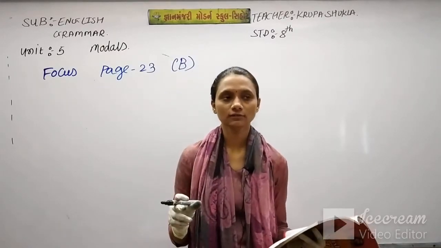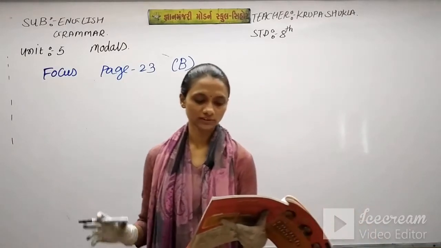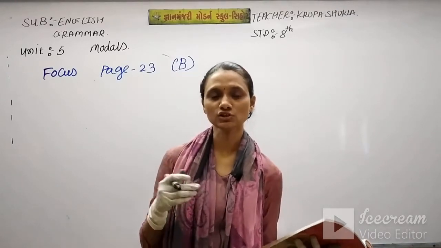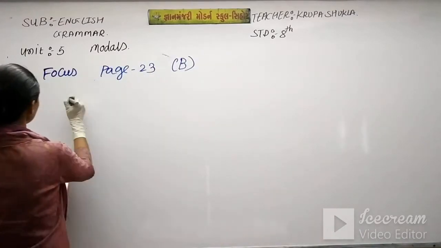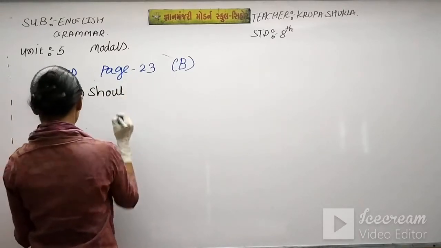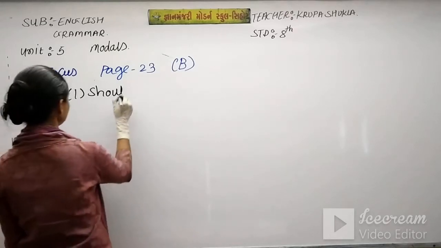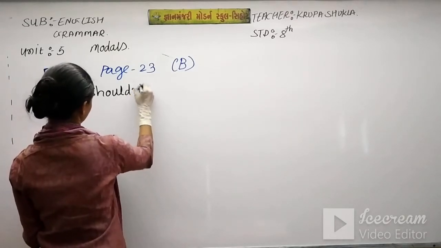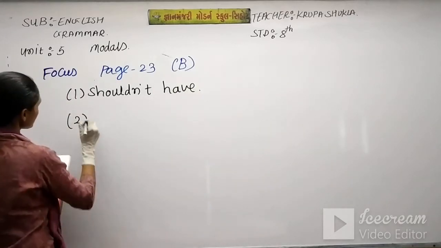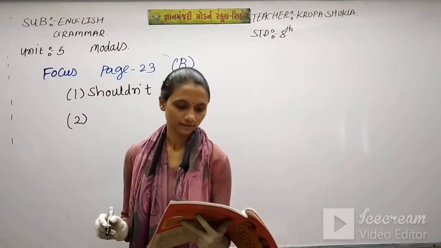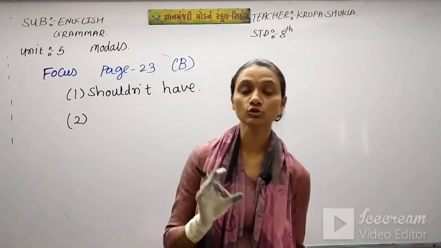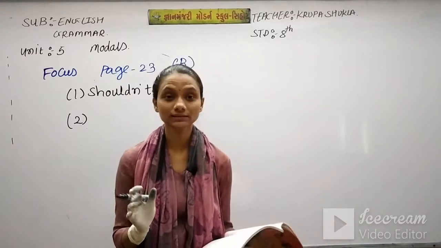So children should have jumped is given. Should have jumped into the sea for a swim. I mean it was the suggestion for children to jump. So first blank, we have shouldn't have. Means if the children shouldn't have jumped into the sea, those children could have been saved.